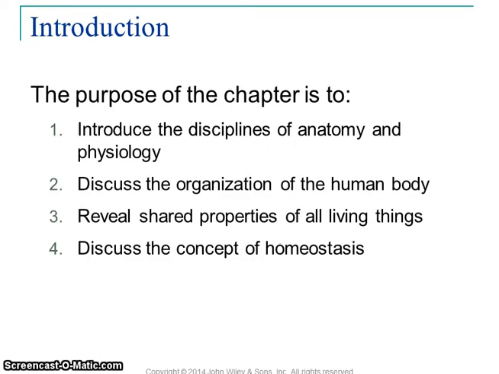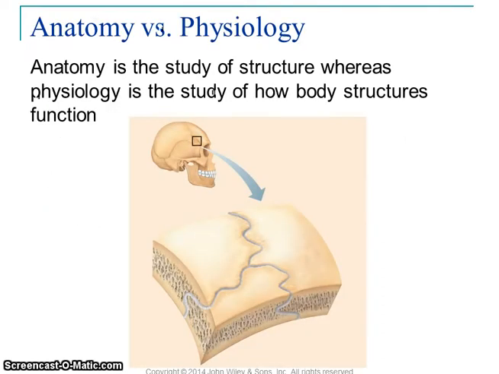So the purpose of this chapter: introduce anatomy and physiology, discuss the organization of the human body from small to big, look at the properties of what living things are, and then discuss homeostasis. Okay. So what is anatomy and physiology? Anatomy is the study of structure, what something looks like, what it's made of. Physiology is its function. How does it work? What does it do?